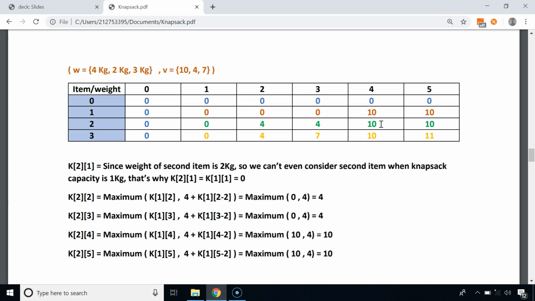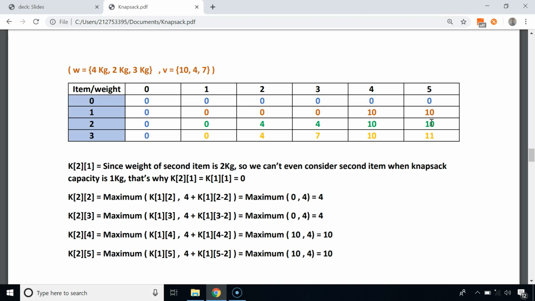Now let's calculate K24. Now K24 will be the maximum of either this value or the value of this expression. So 4 plus K12. So K12 is 0. So the maximum of 10 or 4. So we will take the maximum value, which is 10. So K24 will be 10.